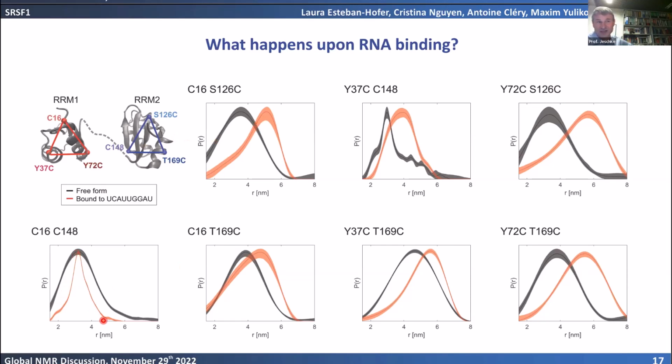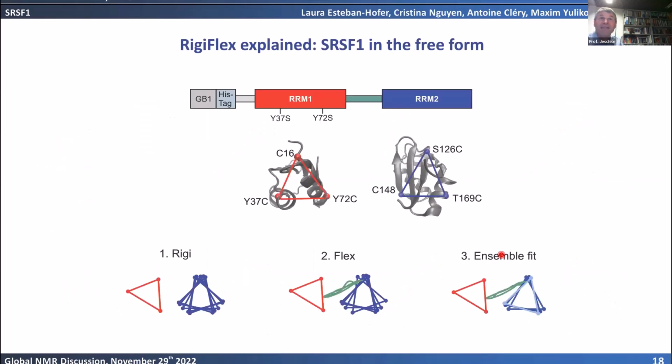Sometimes, this is the one that I showed you before, the distance distribution that I made. Sometimes the mean distance doesn't change very much, but the distance distribution gets narrower by binding of the RNA. Sometimes it shifts and gets a little bit narrower. Sometimes it shifts and it remains broad. That it remains broad means that you don't get a complete disorder to order transition upon binding of the RNA.